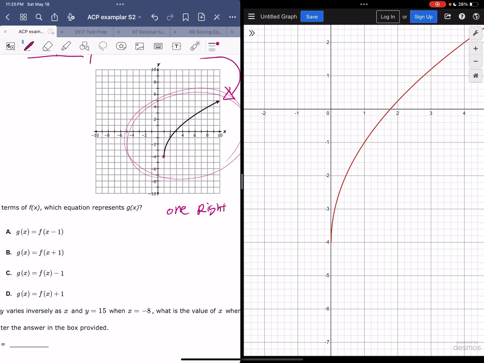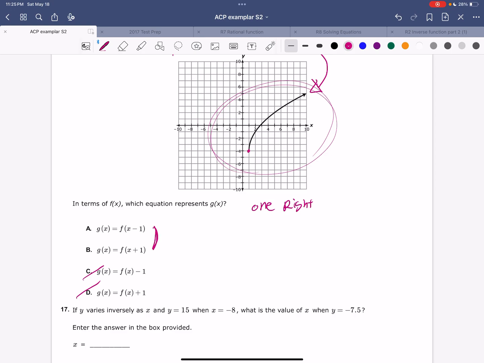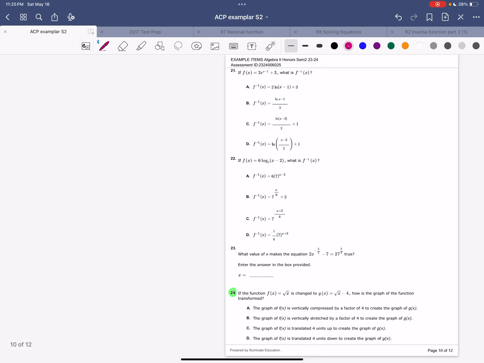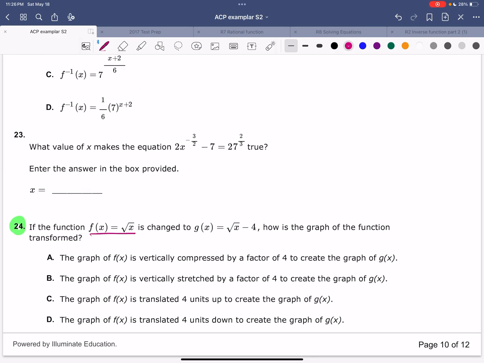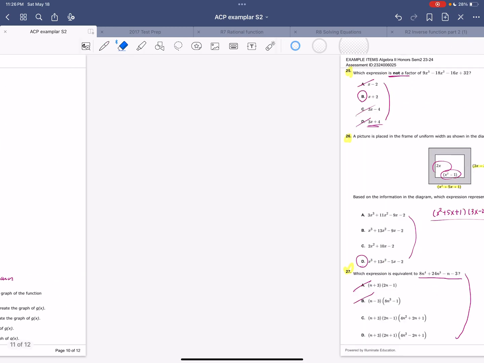So left and right should be inside the parentheses. So it's not this. It should be one of these. Which one is the 1 unit to the right? A, because left and right is the opposite direction. So question number 24 is the same thing. This one has changed to this one. The only thing that changed was 4 down. So there's no stretch or compress because I don't have any number in front of that, okay?